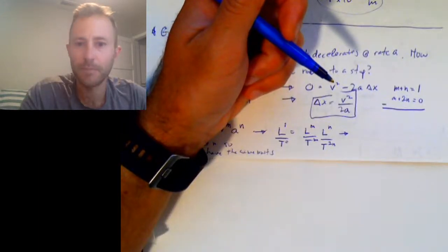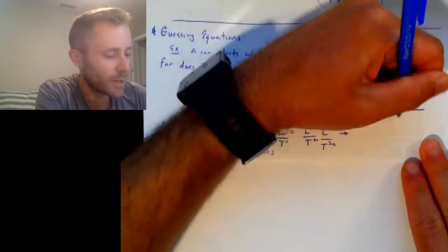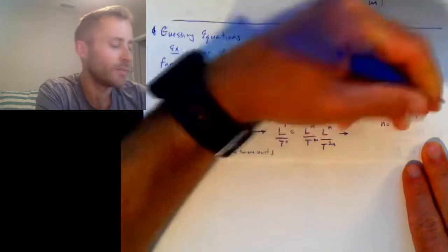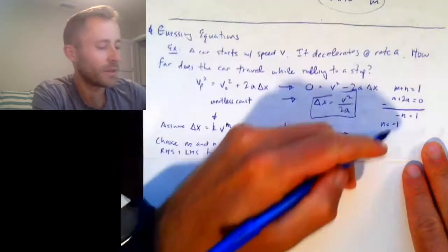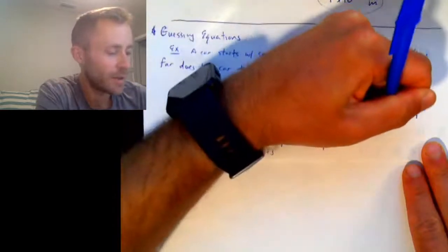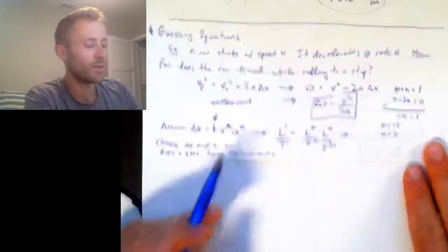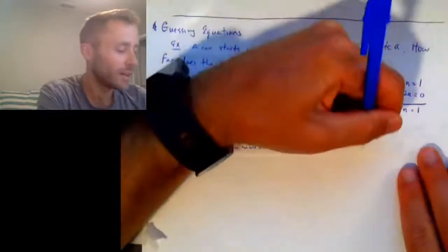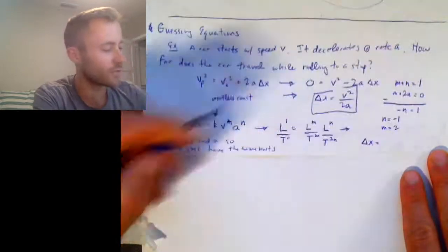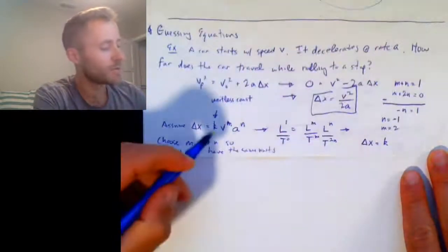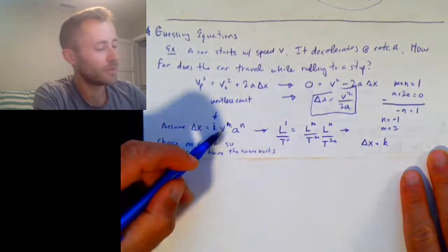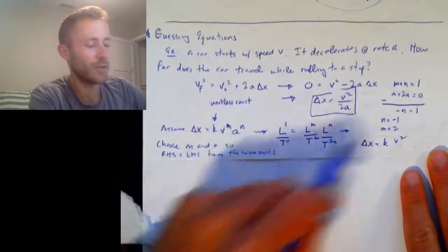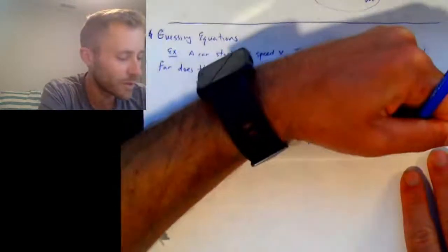And so subtracting them, I get minus n equals 1, which means that n equals negative 1. And then that means that m equals 2. So based on just purely unit analysis, I get that delta x is a constant times v to the m, so v squared, times a to the n, where n is negative 1. So we get v squared over a.